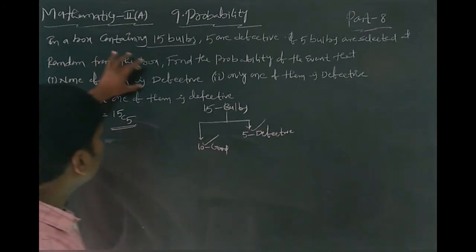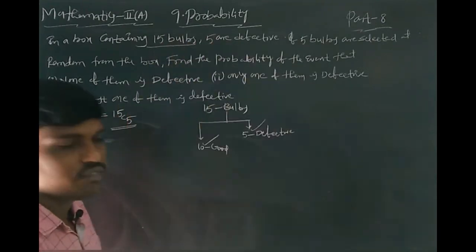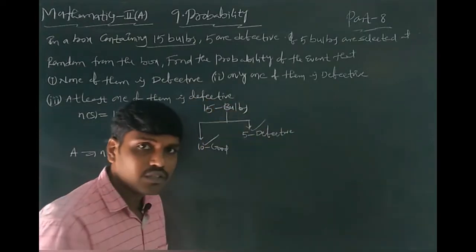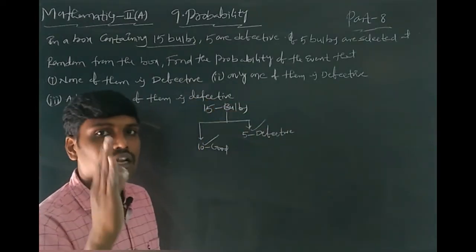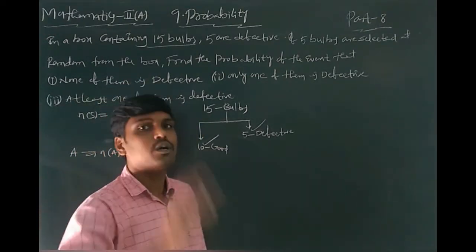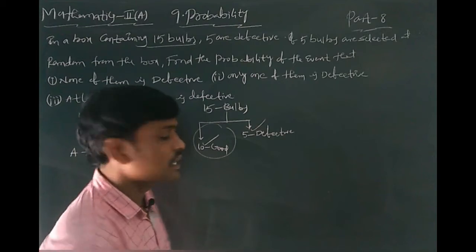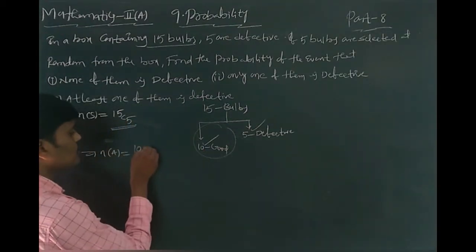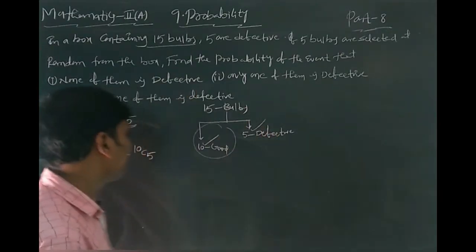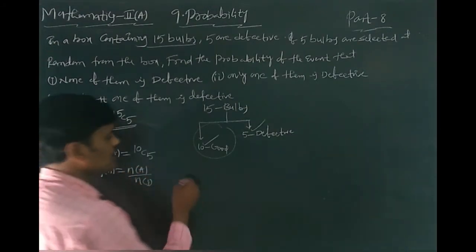Here you can write none of them is defective. Suppose A is the event that none of them is defective, then n of A. Here none of them is defective, nothing but all bulbs are good. We have to select 5 good bulbs from the 10 good bulbs, that is 10C5. Then P of A equals n of A by n of S. You get the answer. This is the first one.